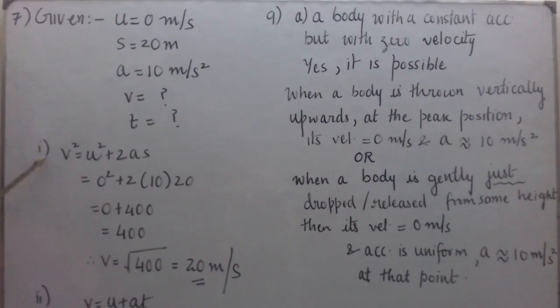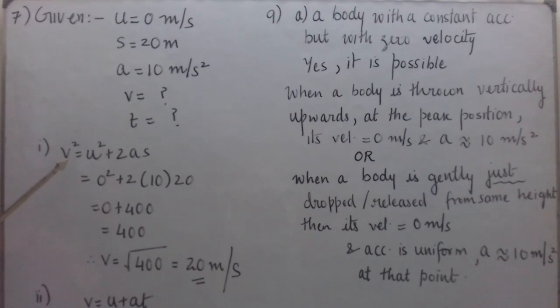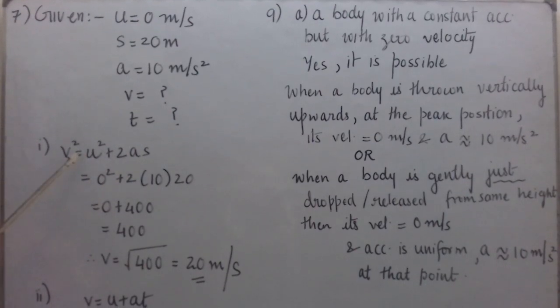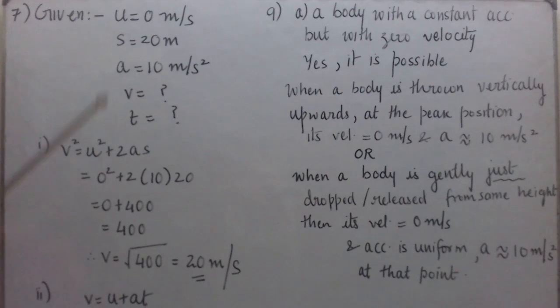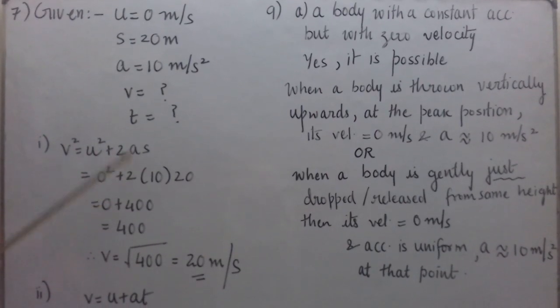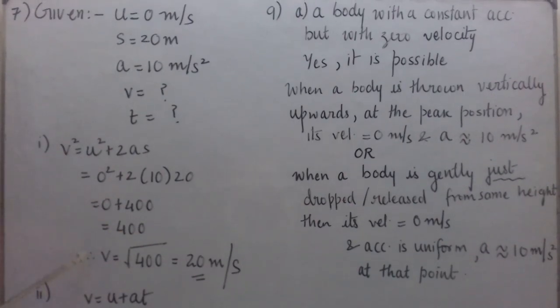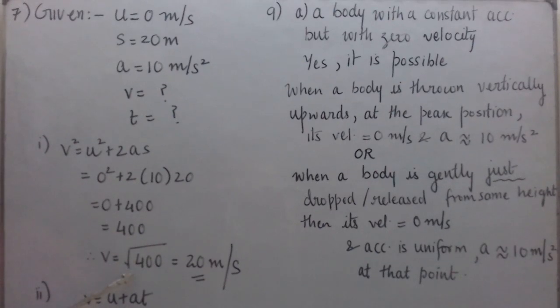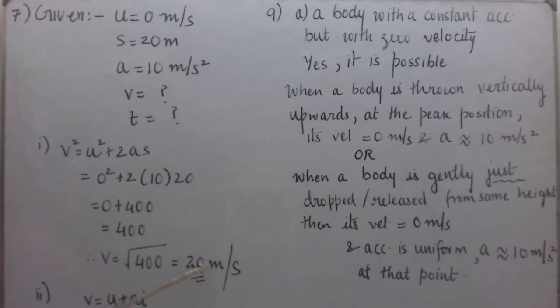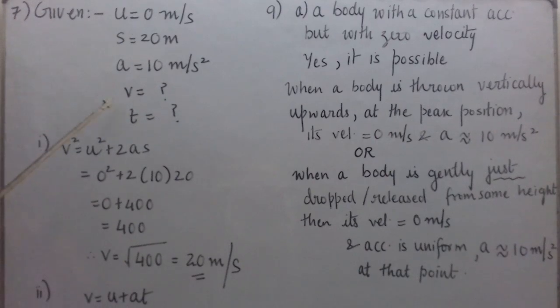So let us proceed. First, to find v, we can use the third equation of motion. v square is u square plus 2as. Putting the value of u from above, 0 square plus 2 into a is 10, s is 20. Simplifying this, we get v square is 400. So v is the square root of 400, and the answer is 20 meters per second. So you have got the answer. The ball will strike the ground with velocity 20 meter per second.